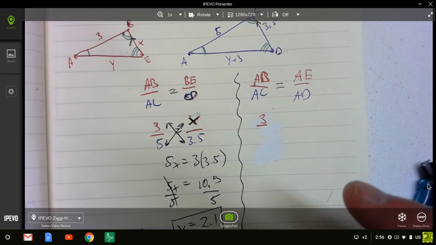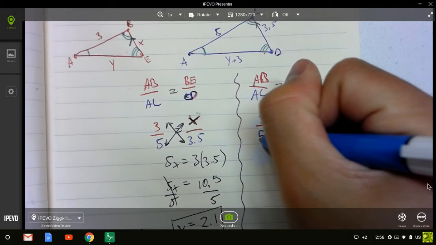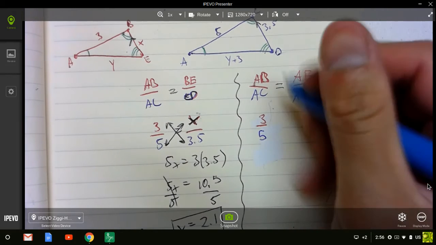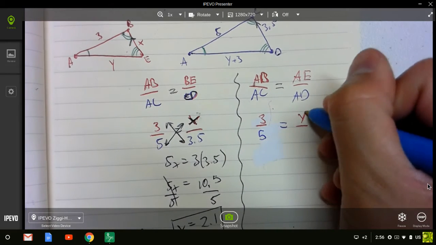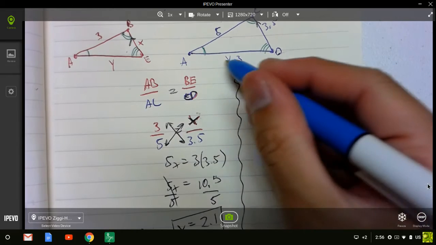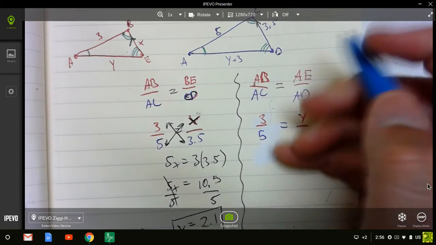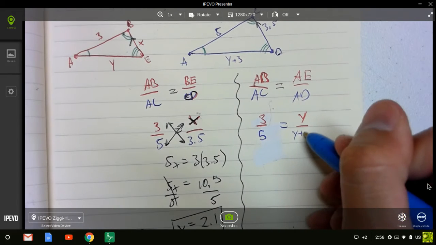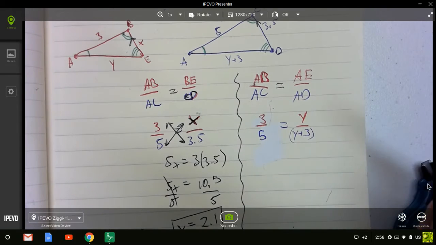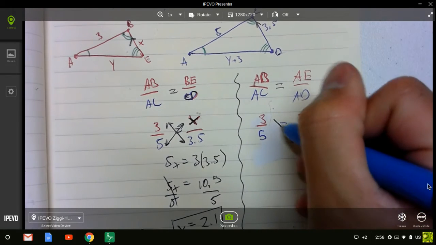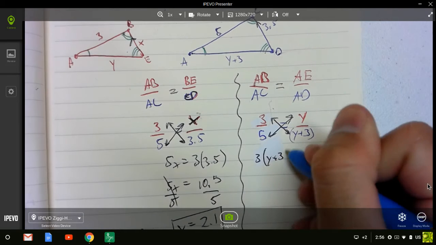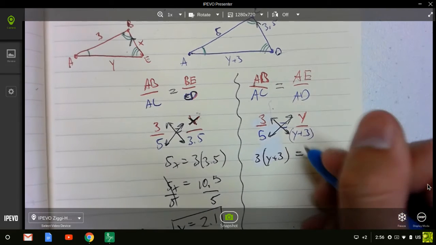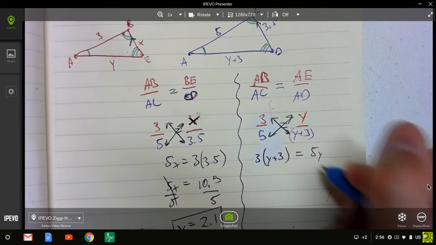So 3 will be comparable to 5. Plug in 5 for AC, and then you set that equal to AE, which is going to be y, divided by y plus 3. So AE is comparable to AD, so y over y plus 3. So don't be afraid. Don't be scared. And what we're going to do is cross multiply, and then what we'll end up having is 3 times y plus 3. That's not so bad. It's equal to 5 times y, which is just 5y.